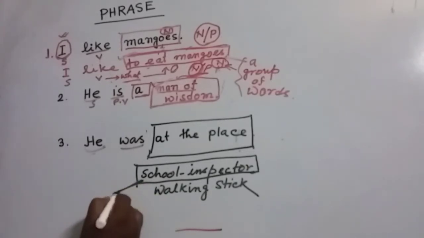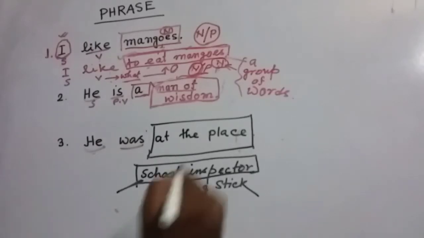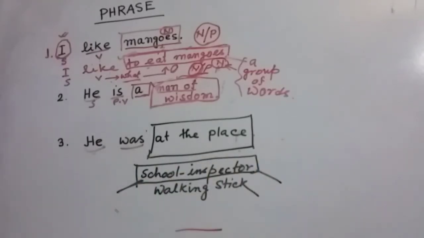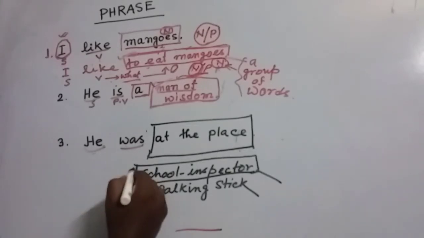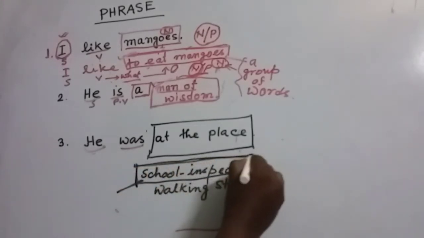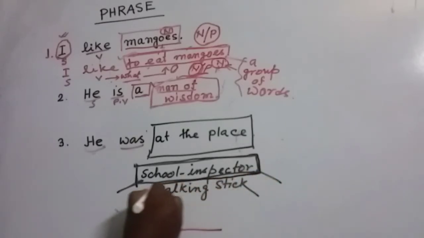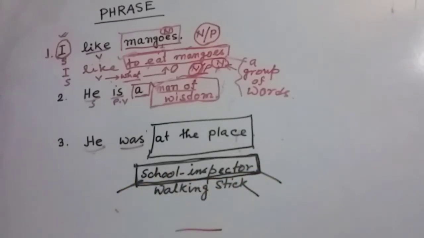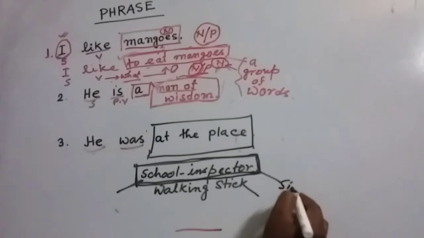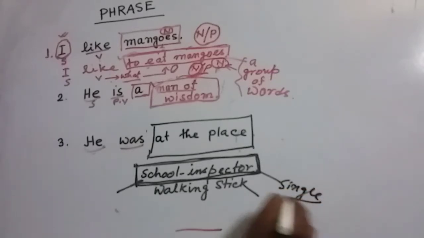School, individually there is the existence of this word; individually there is the existence of inspector. But sometimes, my dear friends, we just join two or more nouns or other words and form another separate word, which is called a compound word. This is treated as a single word. This is not a group of words.